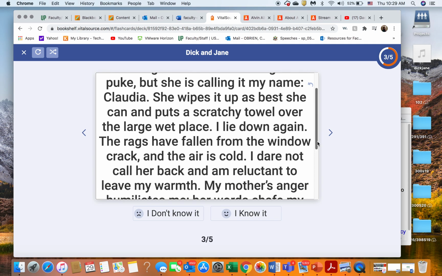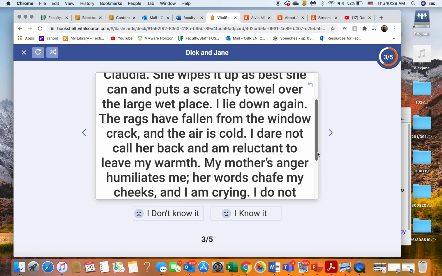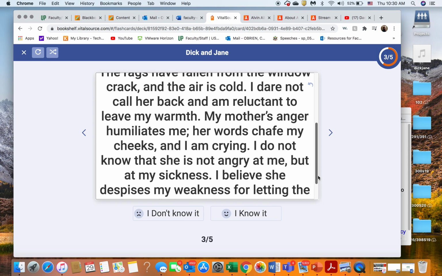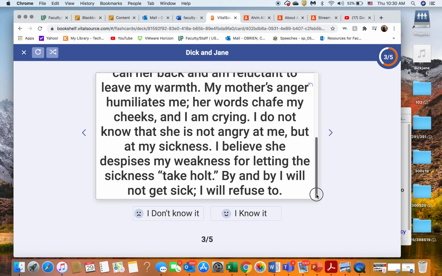I lie down again. The rags have fallen from the window crack and the air is cold. I dare not call her back and am reluctant to leave my warmth. My mother's anger humiliates me. Her words chafe my cheeks and I am crying. I do not know that she is not angry at me, but at my sickness. I believe she despises my weakness for letting the sickness take hold. But by and by, I will not get sick.